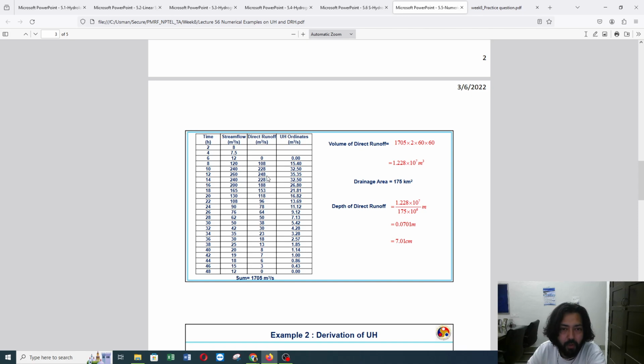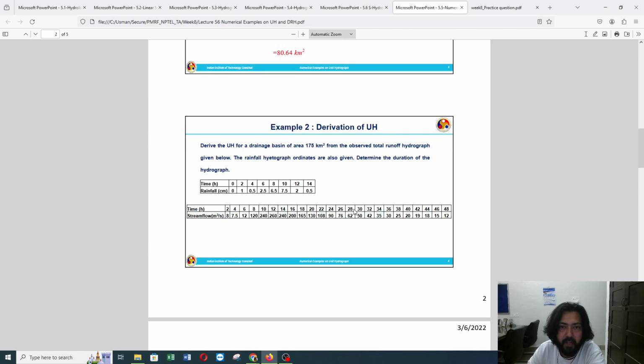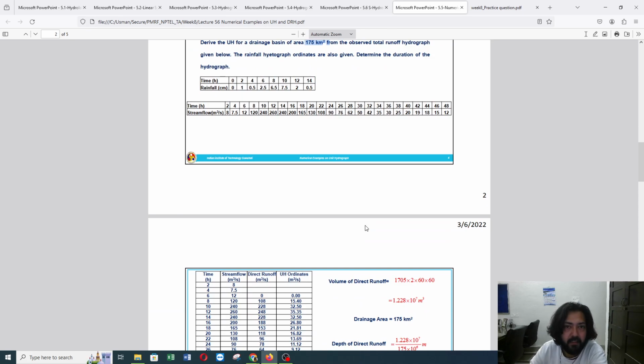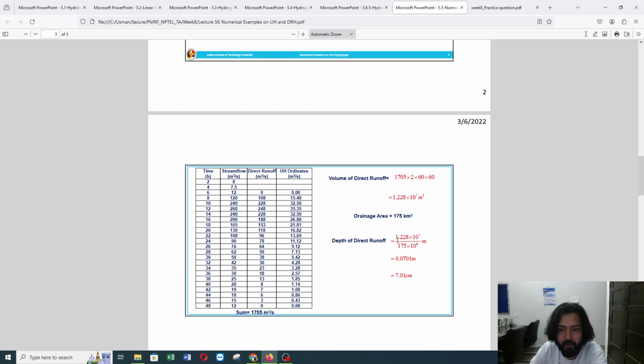Since we know the volume, now we can calculate it. How can we calculate the volume? We know the total value, which is 1705 meter cube per second. This value we are going to multiply with the duration. The duration is 2 hours, so 2 into 60 into 60. So we got the volume of direct runoff. And we also know the value of the drainage area. So we know the volume and we know the area, so we can get the depth of excess runoff. So we got the depth of excess runoff, which is 7 centimeter.